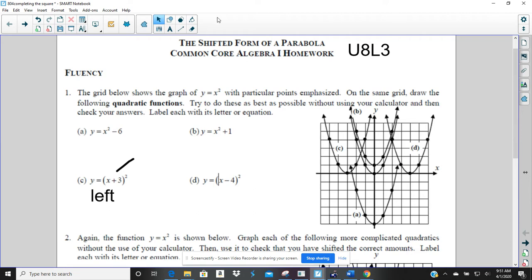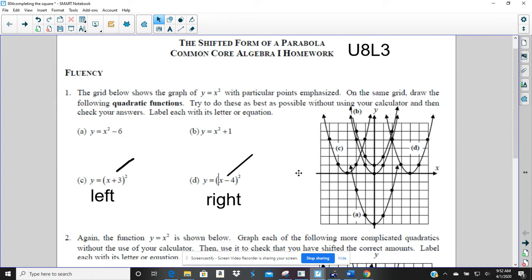When the number inside was negative, it actually shifted to the right. So when you used your calculator for this, you actually saw this happening and maybe you didn't think much about it, you just did the work. But this is important information.